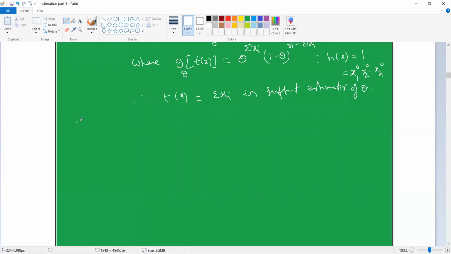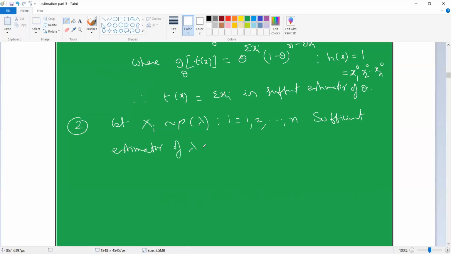One more example, example 2. Let xi follow Poisson with parameter lambda, i equals 1, 2, and so on, n. The sufficient estimator of lambda is dash.